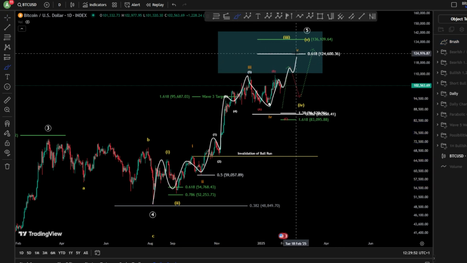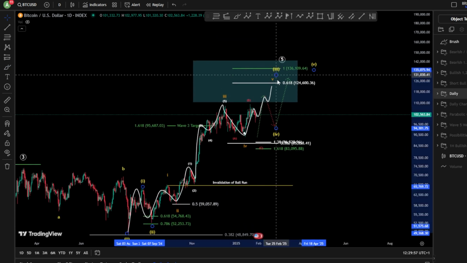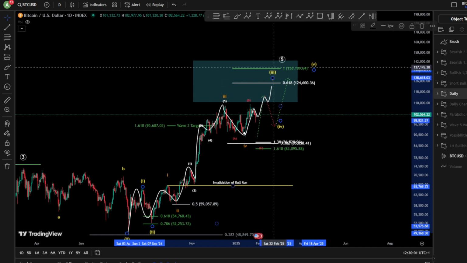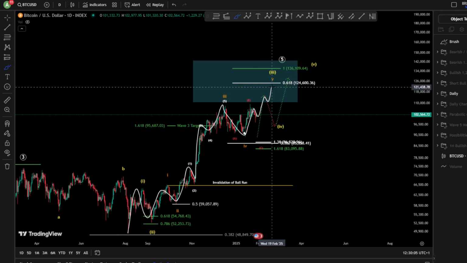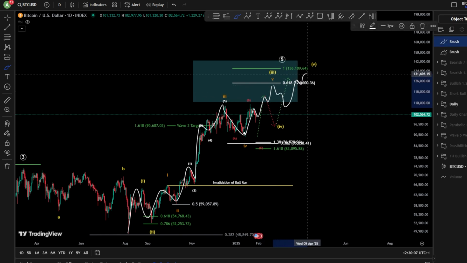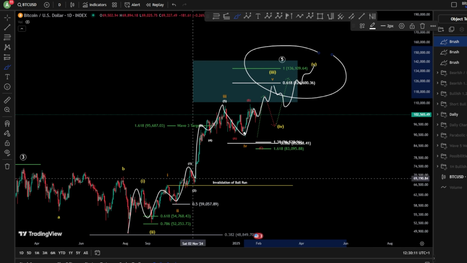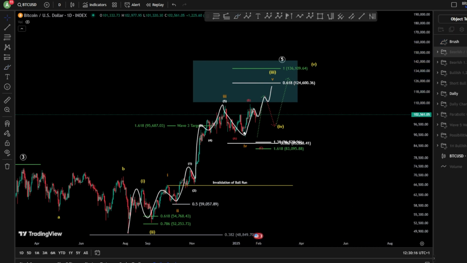Again, after this wave 5, we would like to repeat the same scenario again for another 4 and a 5. And that's because we have still one more 1 2 in the yellow scenario that has to be filled with a 4 5 at the top. And yeah, the possible scenario is around the 130k to be reached for Bitcoin.